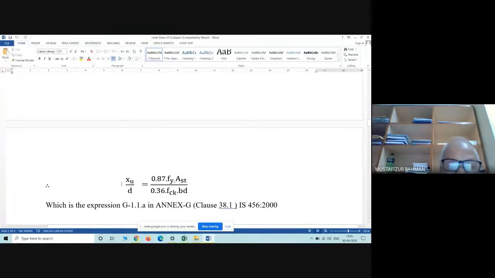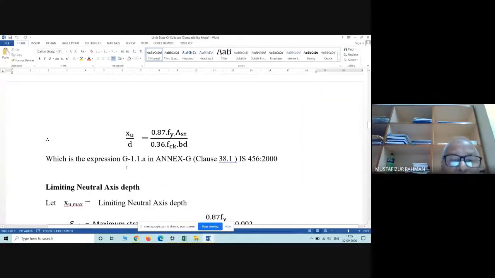Then there is a ratio. It is just a ratio, xu by d. Now see here, I am reading the expression from Annexure G. This expression is also available in your IS 456 in the annexure. So if at all you forgot at the time of calculation of the numerical problem, you just open the code, you get it. So this is very simple.